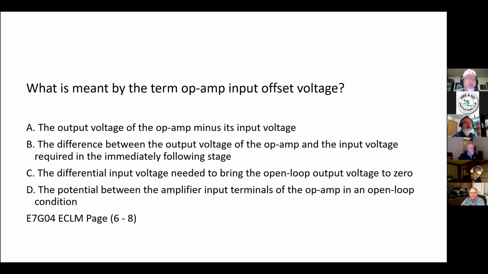What is meant by the term op amp input offset voltage? A, the output voltage of the op amp minus its input voltage. B, the difference between the output voltage of the op amp and the input voltage required in the immediately following stage. C, the differential input voltage needed to bring an open loop voltage to 0. Or D, the potential between the amplifier input terminals of the op amp in an open loop condition. Charlie. Charlie is correct.